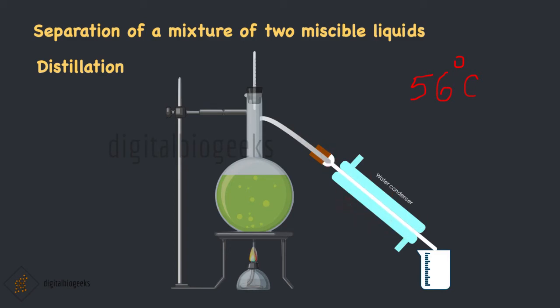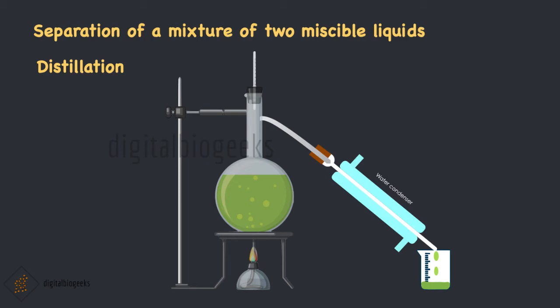The acetone vapor is hot, but due to the presence of cold water around it, the vapor condenses and becomes liquid. This liquid acetone will be stored in the beaker. But we should take care of one thing, that the temperature should not exceed 56 degrees centigrade.